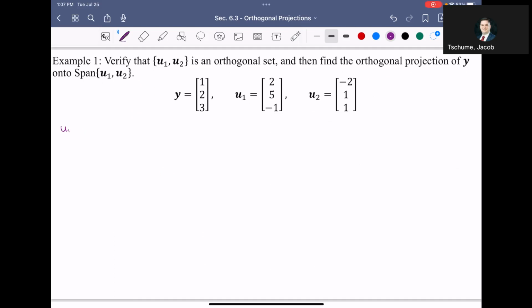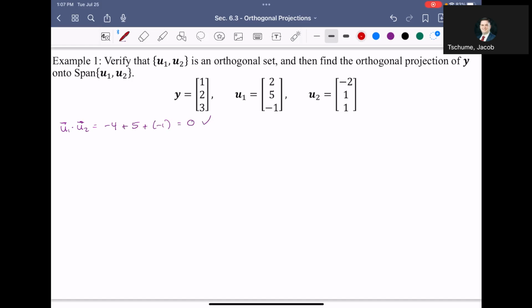So I'm going to find what is U1 dotted with U2. So from the last video, we can say that 2 times -2 is -4, plus 5 times 1 is 5, plus -1 times 1 is -1. And if you add all those together, you do get 0, and thus they are an orthogonal set.